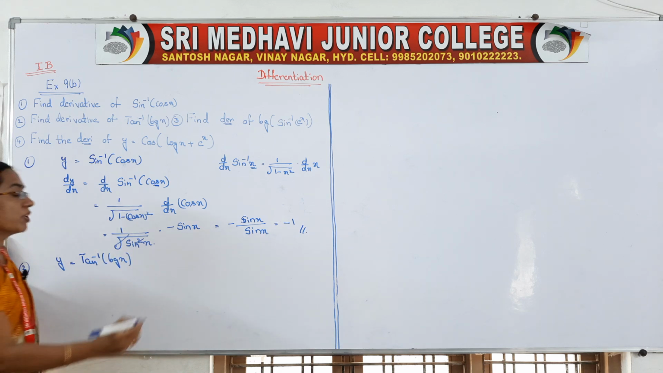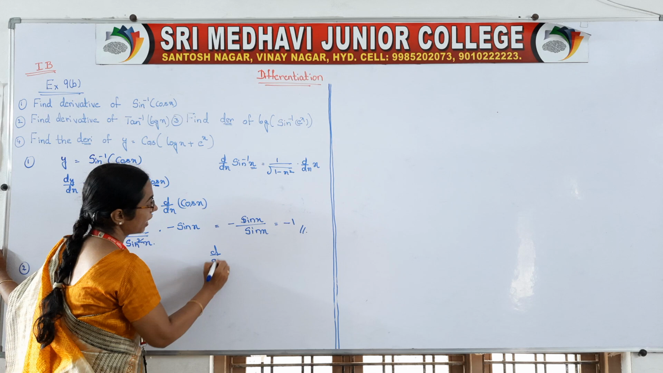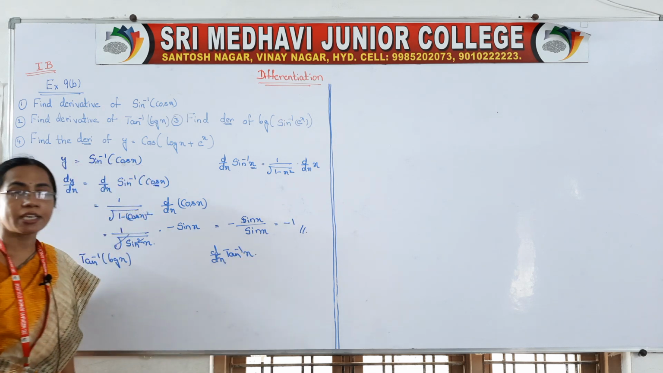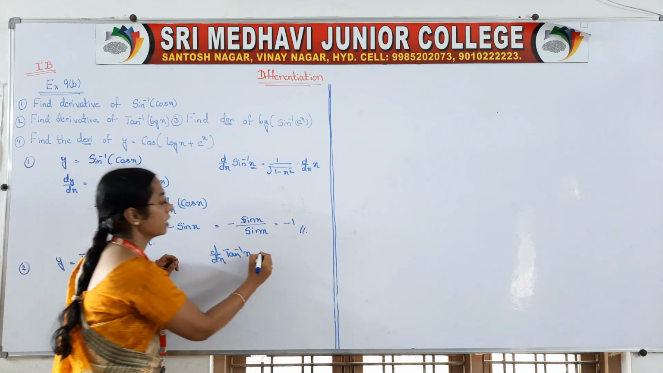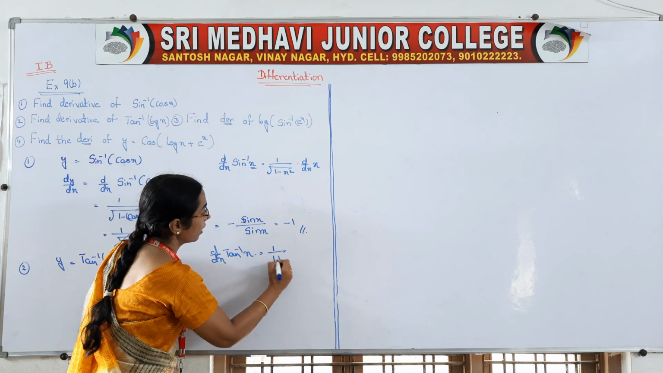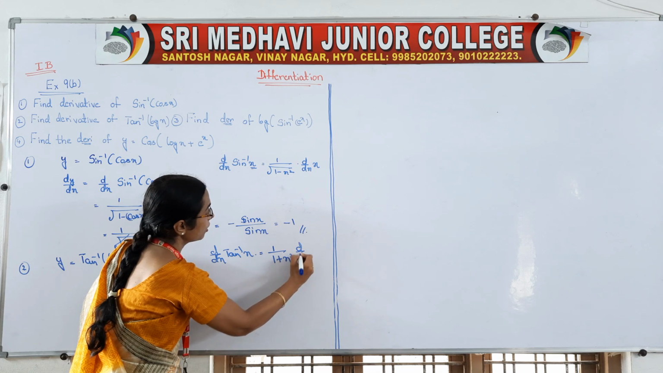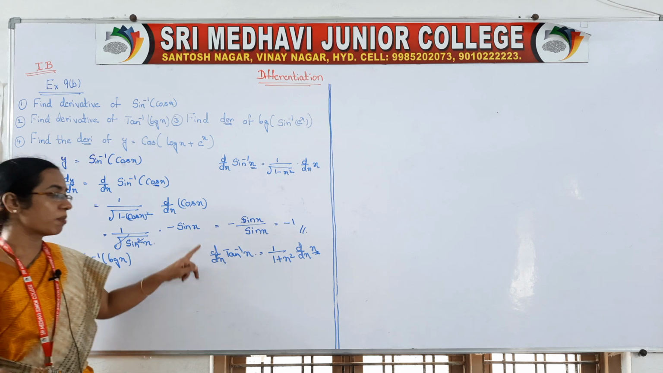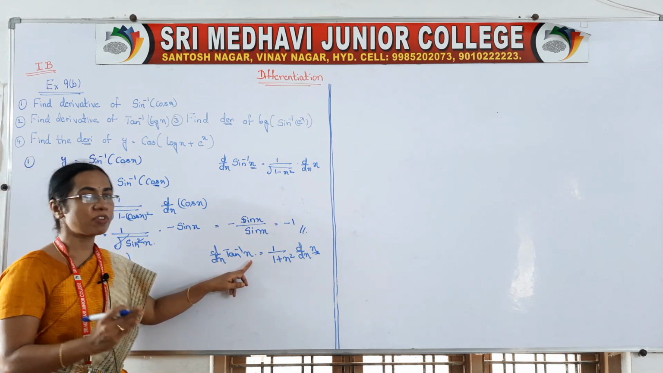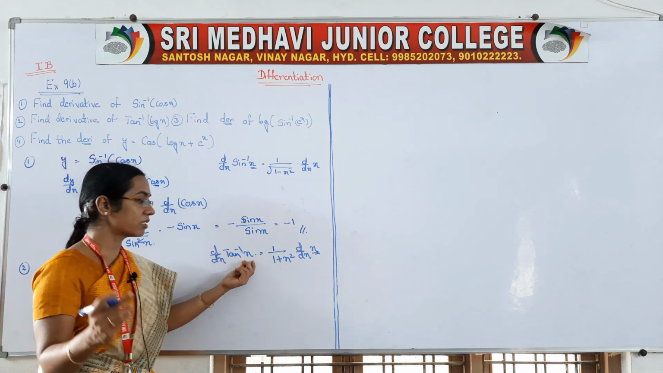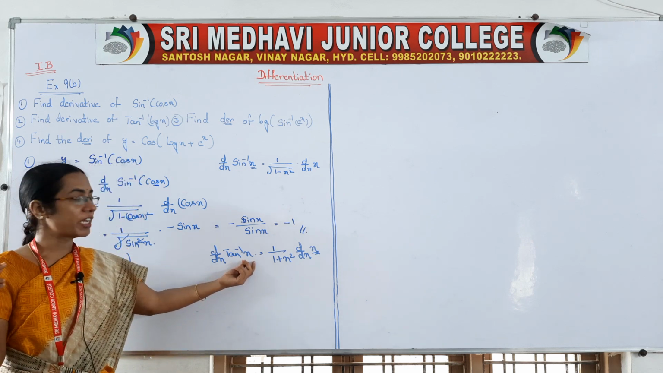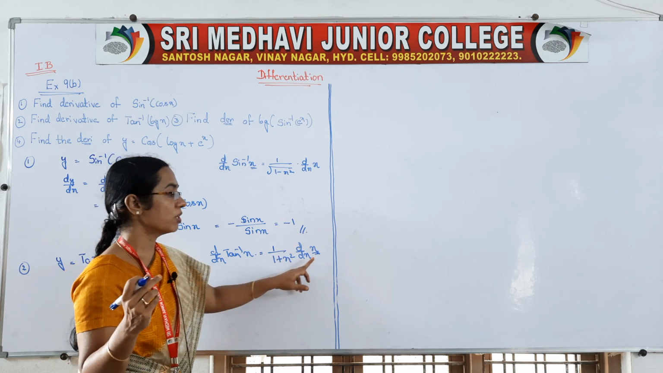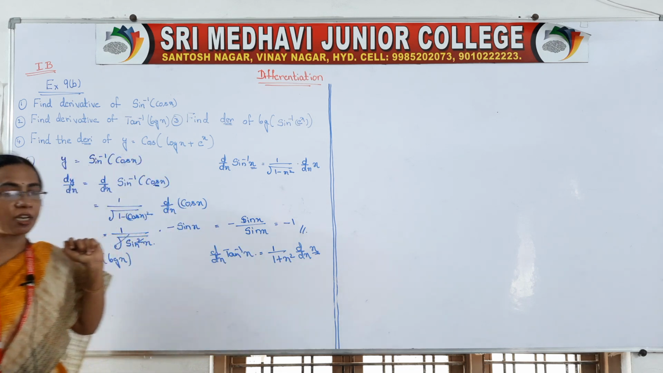So we have to find d by dx of the tan inverse function. What is the standard formula? D by dx of tan inverse x is equal to 1 by 1 plus x square into d by dx of x. Same way, for d by dx of tan inverse of any variable, instead of x we consider that variable: 1 by 1 plus that variable square into d by dx of that variable.